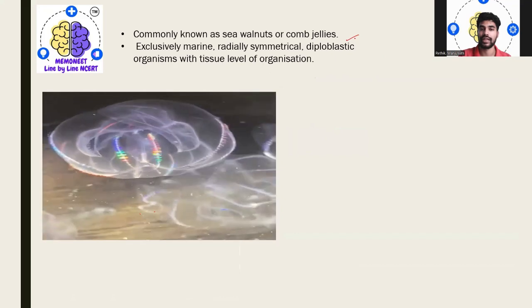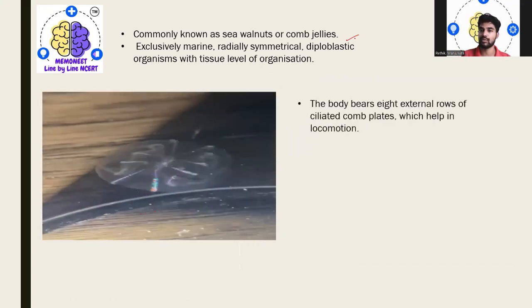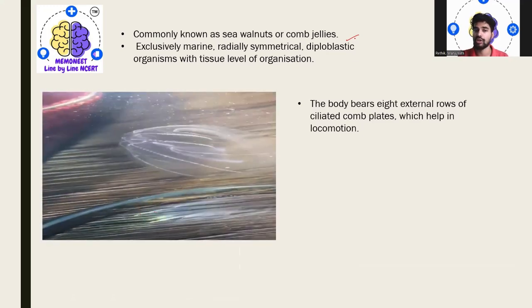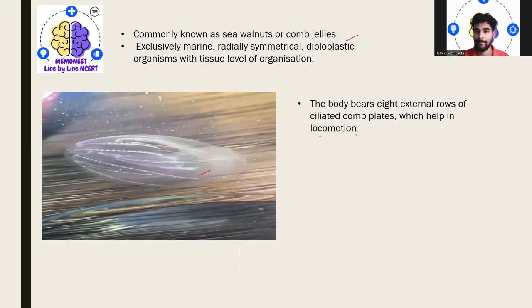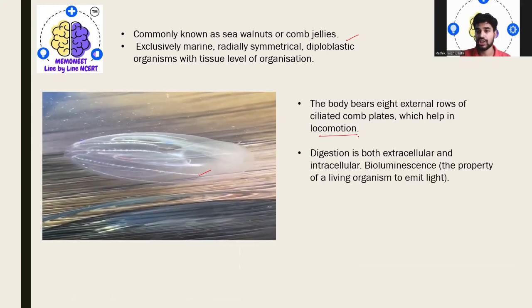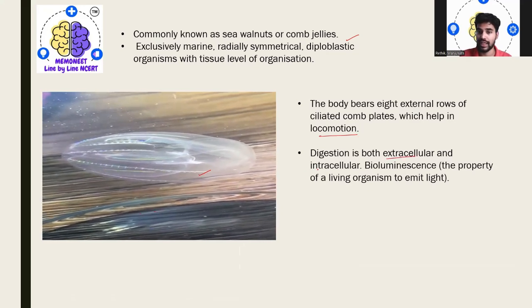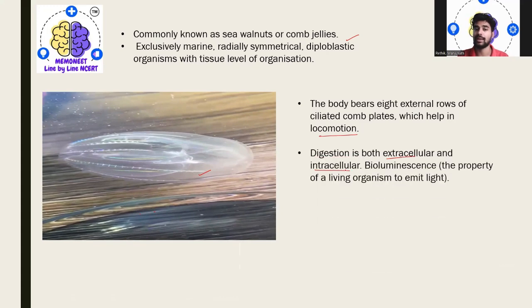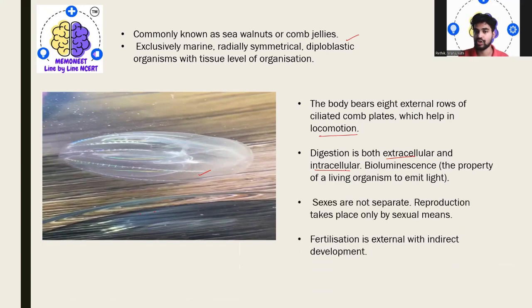Here the body bears 8 external rows of ciliated comb plates, which normally help in locomotion. Digestion is both extracellular and intracellular. It also shows bioluminescence, that means a property of a living organism to emit light. Sexes are not separated, so reproduction takes place only by sexual means. Fertilization is external with indirect development. And these are the examples for this phylum.